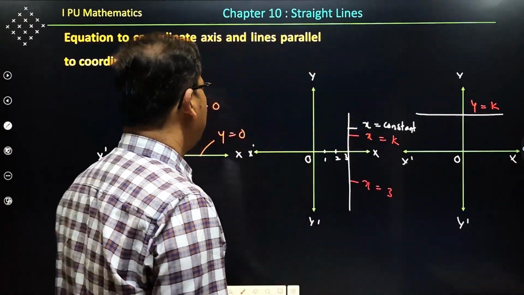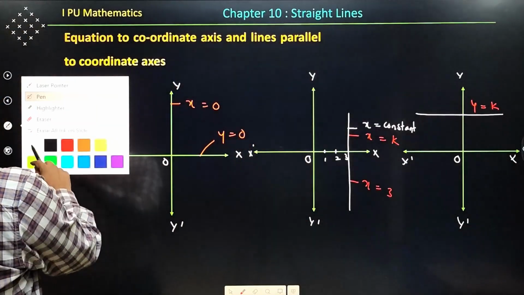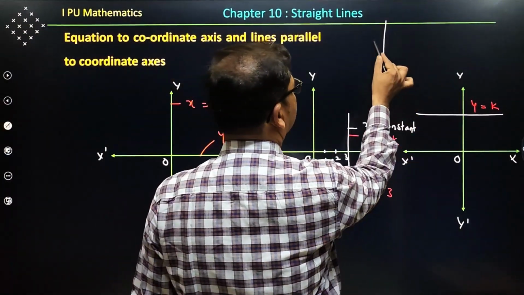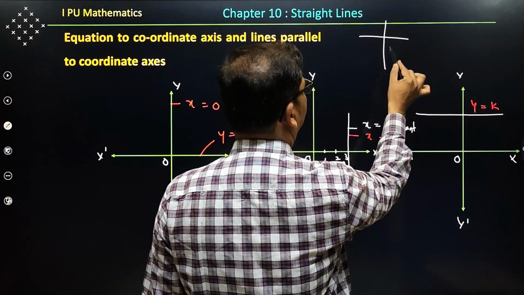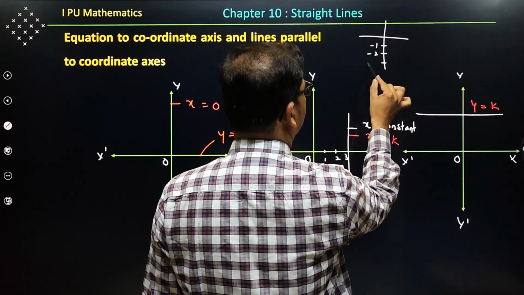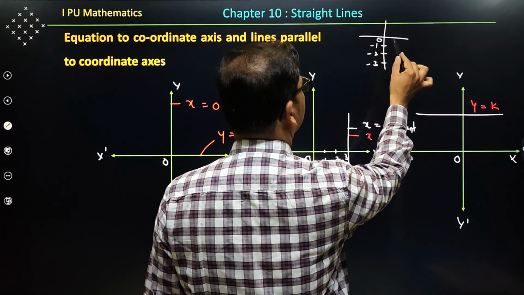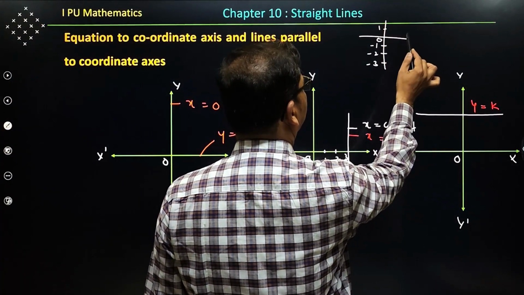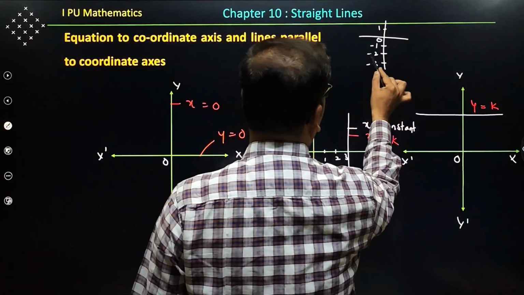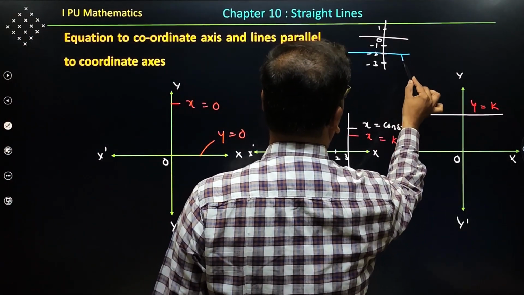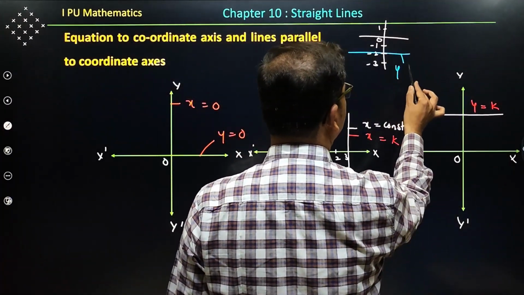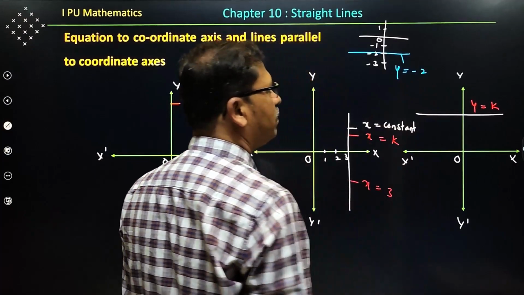For your clarity, I would like to give one example here. Say this is a coordinate axis, this is 1 unit, 2 units, 3 units, and this is minus 1, minus 2, minus 3. This is your origin, 1, 2, and so on. Suppose there is a line which is passing through minus 2 here. So its equation is y equal to a constant. It is passing through minus 2, so that's why it becomes y equal to minus 2.